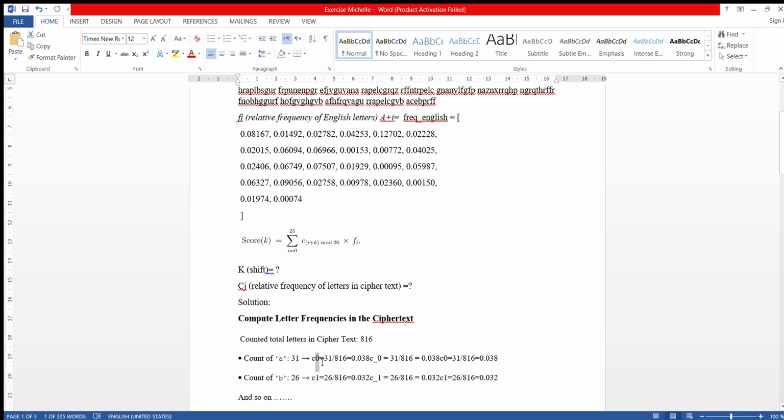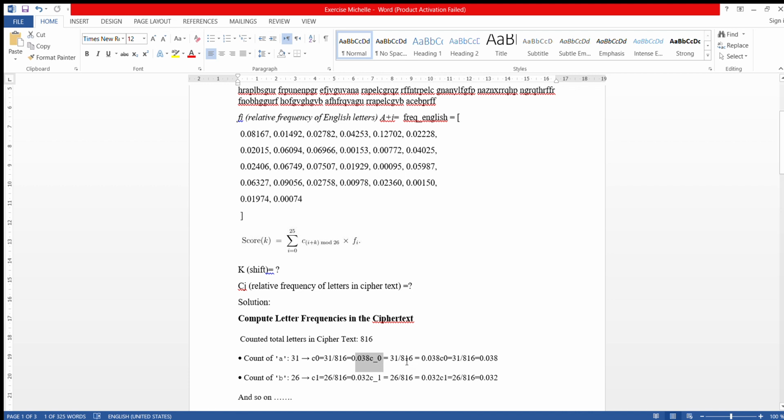So how will we find out the frequency? The total occurrence is 31. 31 is divided by 816, the total number of letters. So you will get the frequency of this, like that.